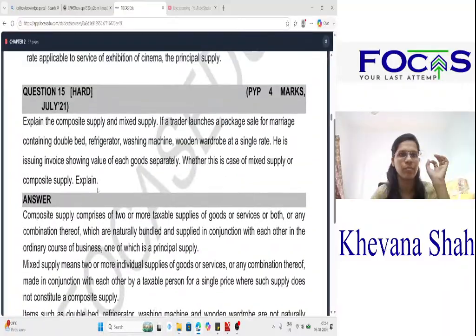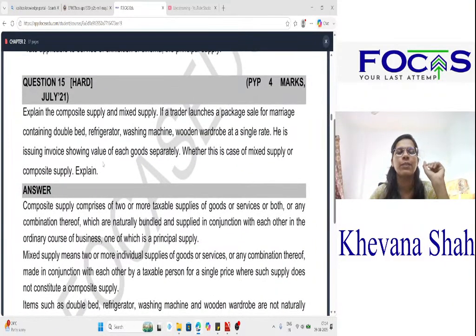See these questions. Explain composite supply and mixed supply. This was a previous year question paper of July 21. This question was asked for 4 marks. Explain the composite supply and mixed supply. If a trader launches a package sale for marriage containing double bed, refrigerator, washing machine, wooden wardrobe at a single rate, he is issuing an invoice showing the value of each good separately. Whether this is a case of mixed supply or composite supply, explain.